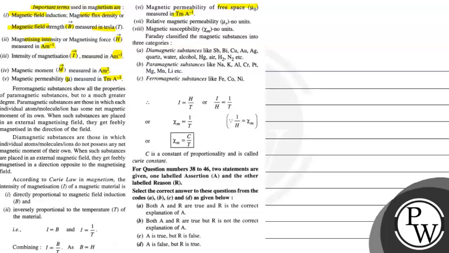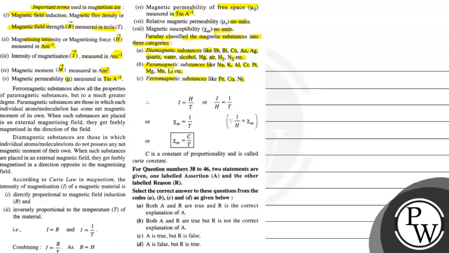Relative magnetic permeability mu r has no units. Magnetic susceptibility chi m has no units. Faraday classified the magnetic substances into three categories. First, the diamagnetic substances like antimony, bismuth, copper, gold, silver, quartz, water, alcohol, mercury, air, hydrogen, nitrogen, etc. Paramagnetic substances like sodium, potassium, aluminum, chromium, platinum, magnesium, manganese, lithium, etc. And the ferromagnetic substances like iron, cobalt, and nickel.